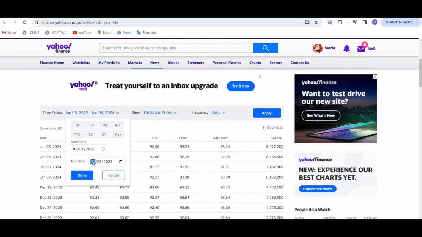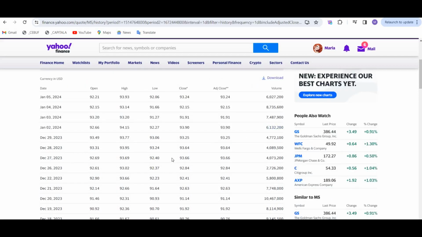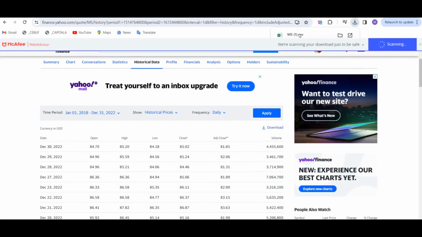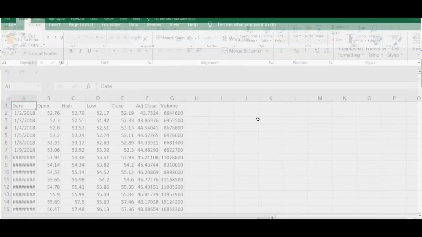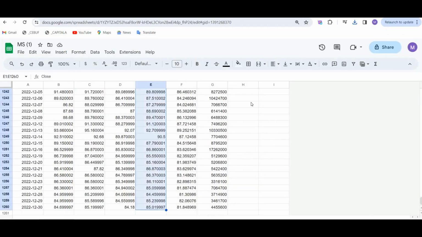2018. Apply. Okay. Then we download. Now we take the closing stock price for each company.